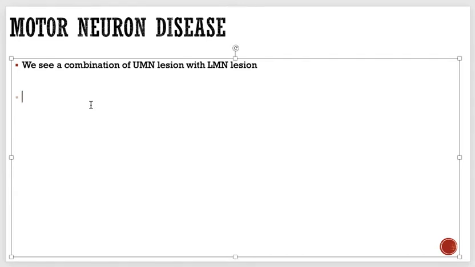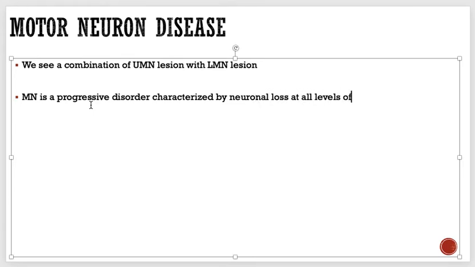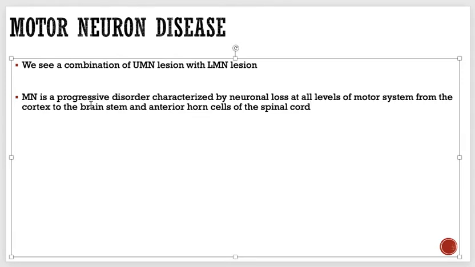Okay, so basically, motor neuron disease or MND is a progressive degenerative disorder, which is characterized by neuronal loss at all levels of the motor system. Of course, from the cortex to the brain stem, and the anterior horn cells of the spinal cord. So as the anterior horn cells are also involved, that's why there are physical signs of both upper and lower motor neuron type. This is how patients of motor neuron disease present.